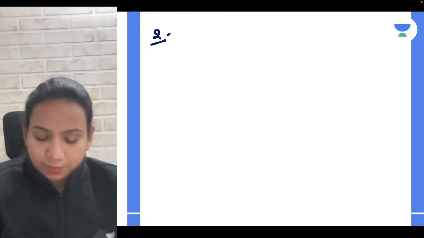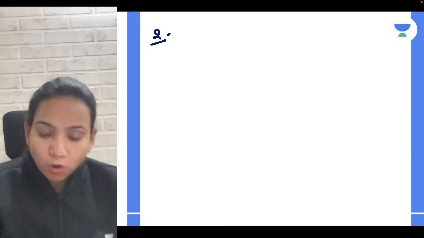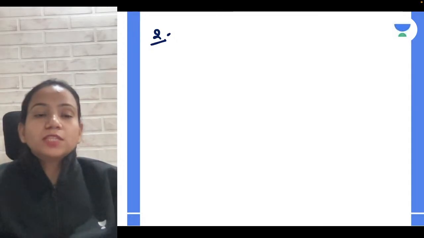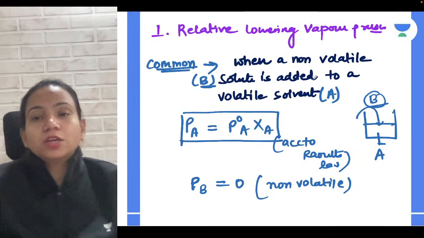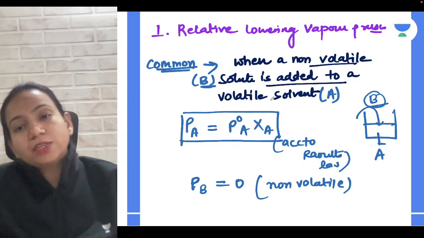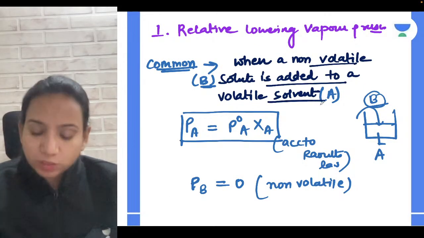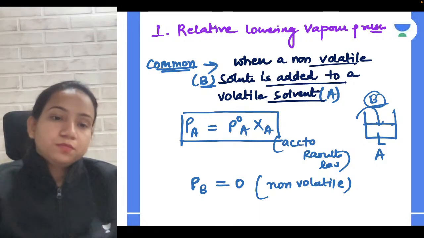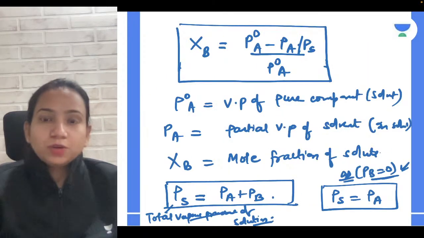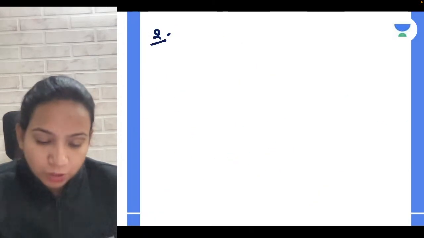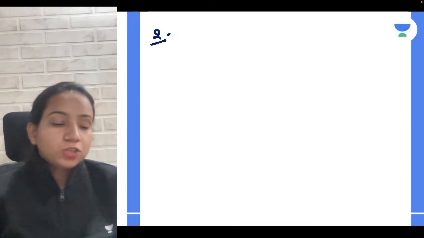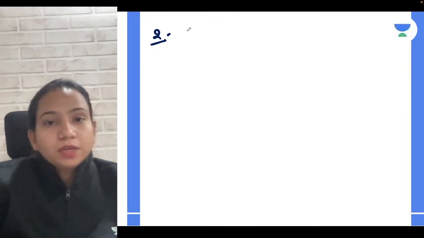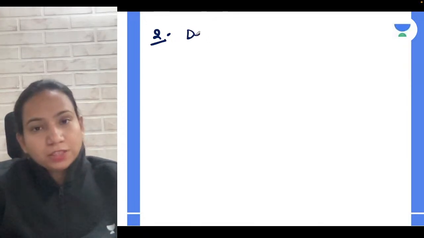colligative property. Yes, exactly. PA is volatile because the solvent is volatile. That's what we are taking as a common condition, when a non-volatile solute is added to a volatile solvent. So it's volatile, obviously we'll be considering its pressure. Correct, Akshay? Very good. So let's talk about the second one, which is nothing but the depression in freezing point.